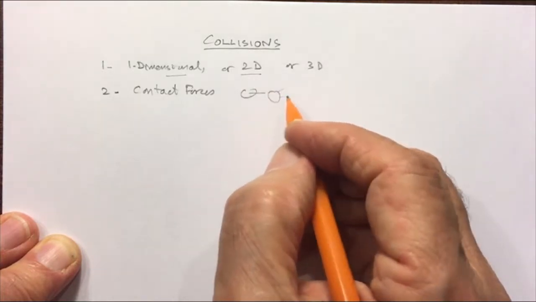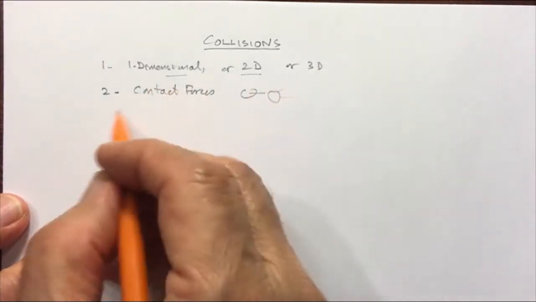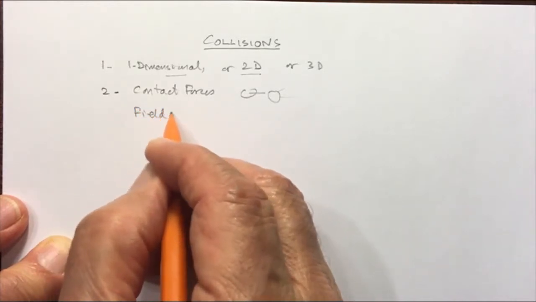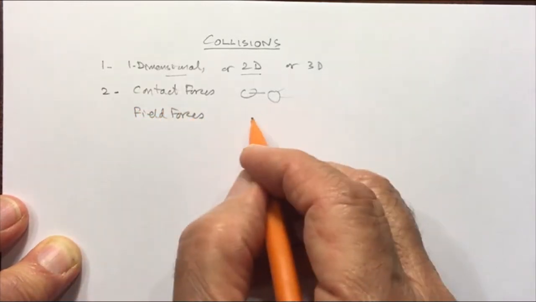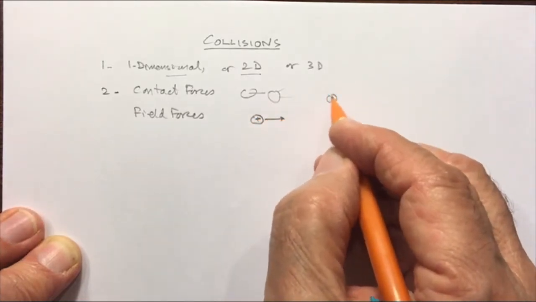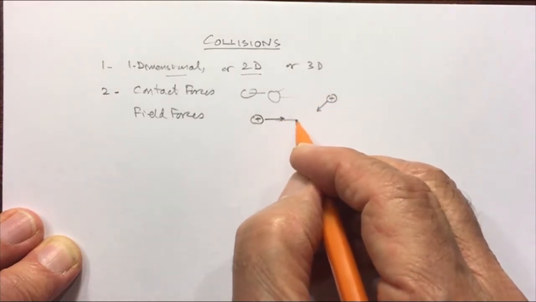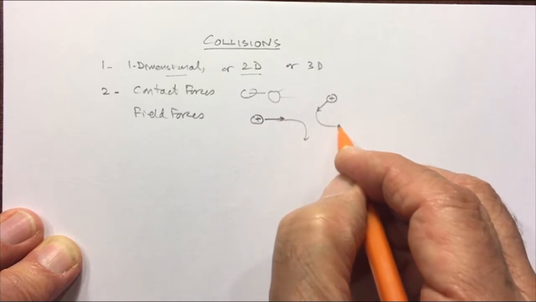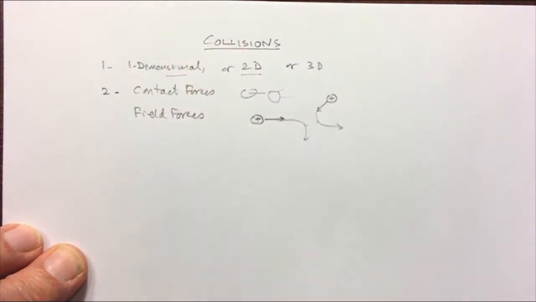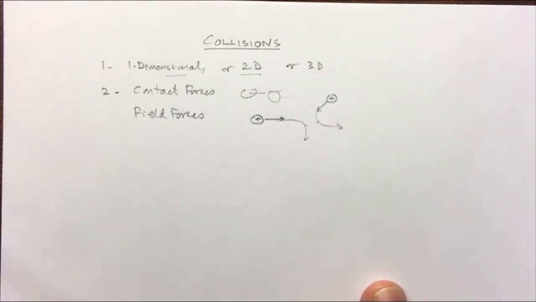So that would be like a car colliding or a billiard ball collision, so that would be an actual physical contact, or it could be through field forces. So for example, if you have a positive charge like a proton going this way, and let's assume another proton going this way, well, they'll repel each other and move off without physical contact. But this will also follow the same rules, and it's also a collision, and this is very much an elastic collision.